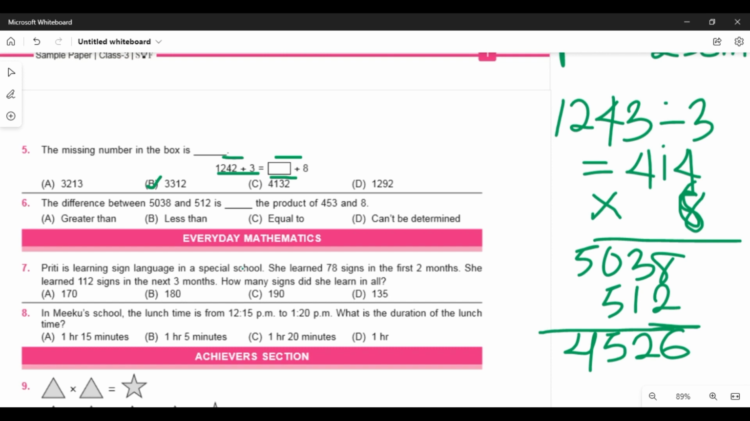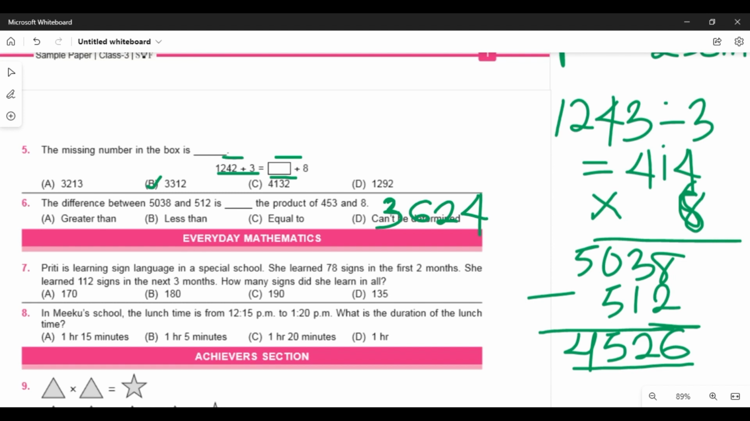Then we'll have to look for the product of 453 times 8. 453 times 8 will give us 3624, right? And this other aspect gave us 4526, which is the difference.